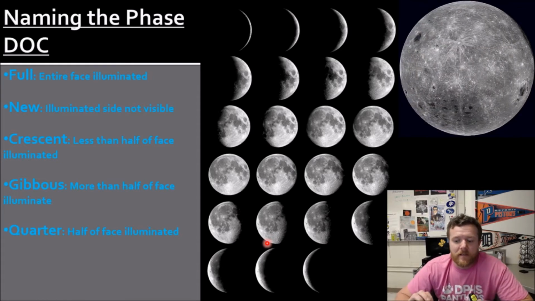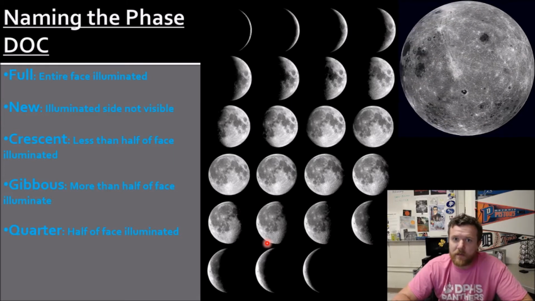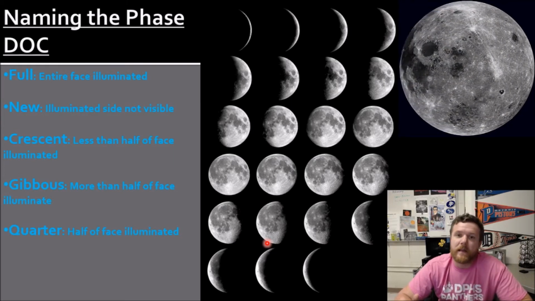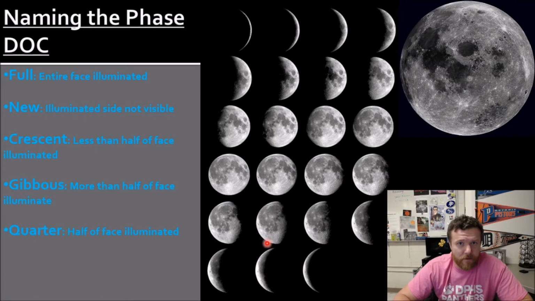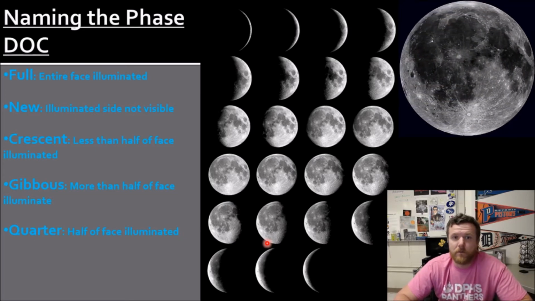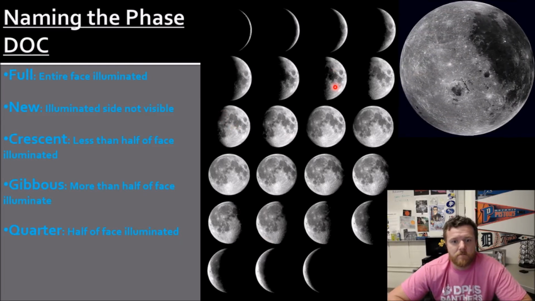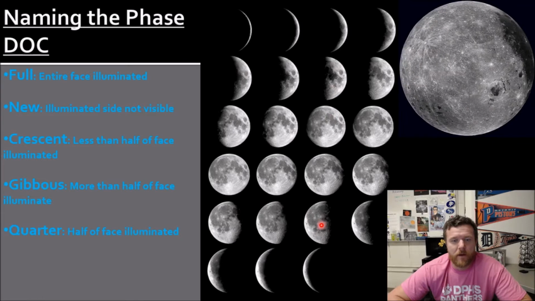The reason is that it doesn't have to do with how much of the moon is lit up. It's how far around in its orbit it is. And it's a quarter of the way around in its orbit. So a quarter moon is when half of the moon's surface is lit up. That would be this one right here, or this one right here.